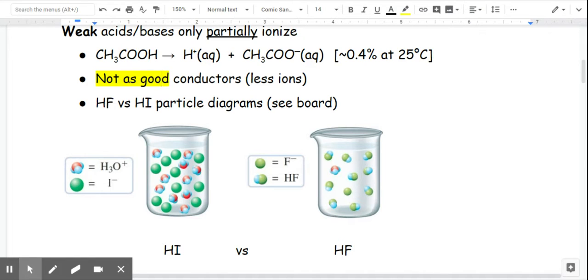Here's the HI solution, and they don't even give you a key for what the HI molecule would look like. Let's just pretend it looks like a big green and a little blue. Can you find any big green and little blue molecules floating around in that solution? You cannot, because there aren't any. Instead, all we have is the I- ions. There's a whole bunch of them.